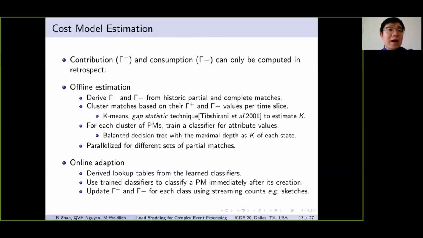For online adaptation, initially we start with classifiers obtained from offline estimation. However, the contribution and consumption values may change as time goes by. Therefore, we monitor and update these values by streaming counts, such as sketches. We maintain the contribution and consumption per class by a lookup table for each state.